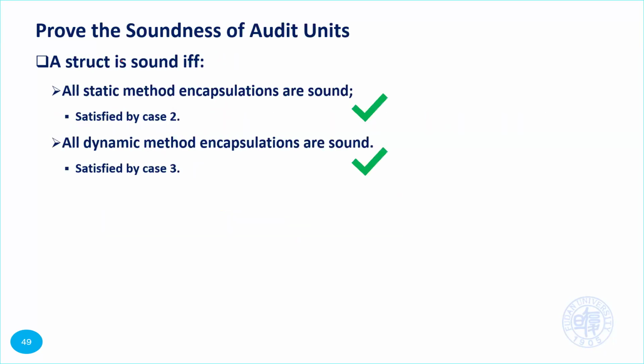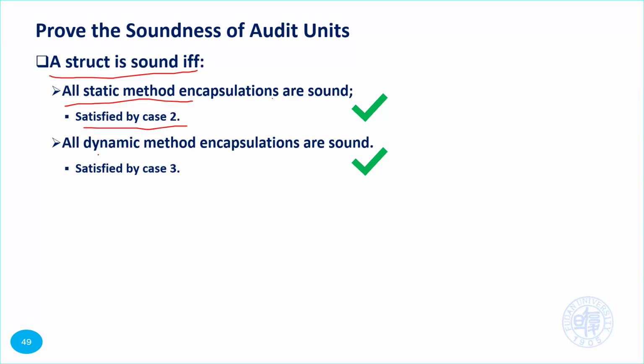Okay, in this case, we can prove the soundness of the audit unit. Why? Our audit unit approach must be sound. Because according to the definition of the soundness criteria of a struct, it has two requirements. All static method encapsulation should be sound. We have already extracted all such function calls with unsafe callees, and we should audit whether the safety requirements of unsafe callees are always satisfied.